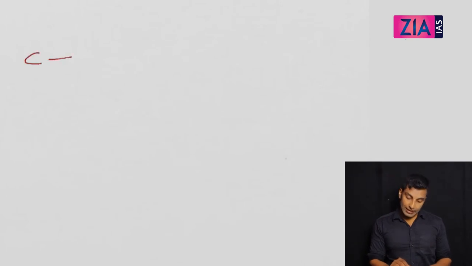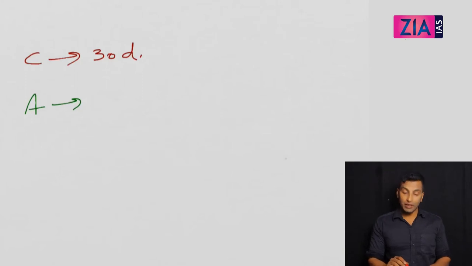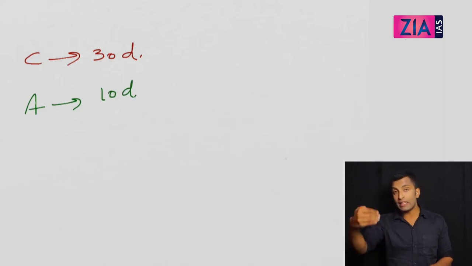Now again, this question I can ask in a reverse way. How can I ask this question in a reverse way? C can complete a work in 30 days. Now I tell you A is 3 times as efficient as C, and twice as good as B. So what is the relation given? A is 3 times as efficient as C, that means A takes 10 days, and twice as efficient as B.